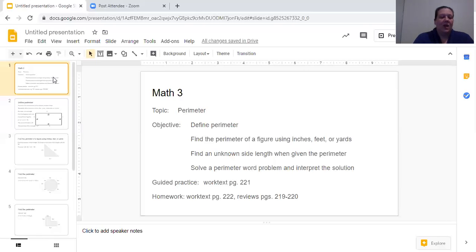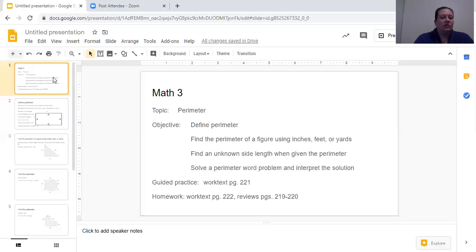Thank you. Number 2, Kenya. What is the problem that we need to solve first, and then how are we going to get the answer? Correct. We need to find the perimeter by adding all the sides together. So 5 plus 3 plus 4 equals 12, and the perimeter equals 12 feet. Very good. Thank you.